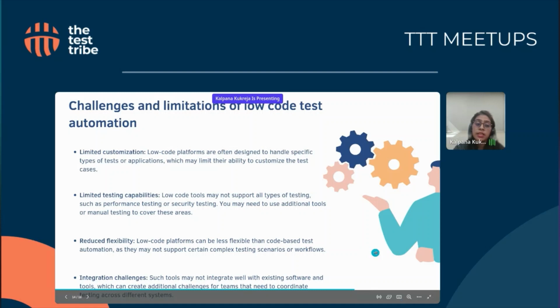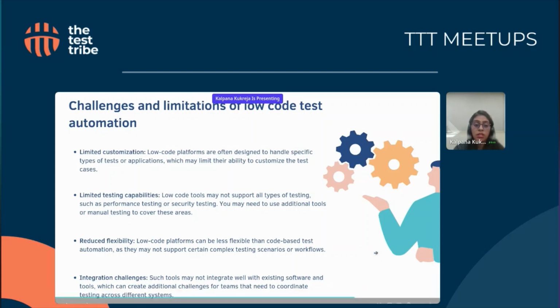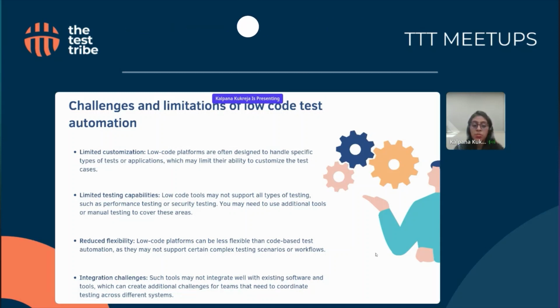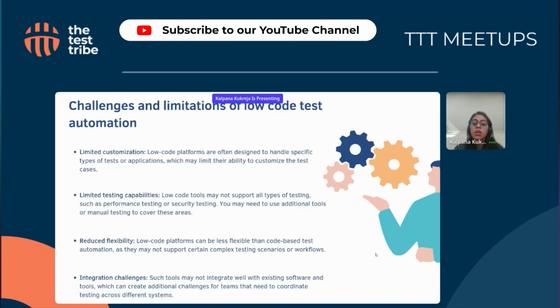Then it has limited testing capabilities. Low-code tools may not support all types of testing, such as performance testing or security testing. You may need to use additional tools, or you may need to cover those parts manually. It also has reduced flexibility to some extent. Low-code tools are seen to be less flexible than code-based traditional automation tools. They may not support complex testing scenarios.